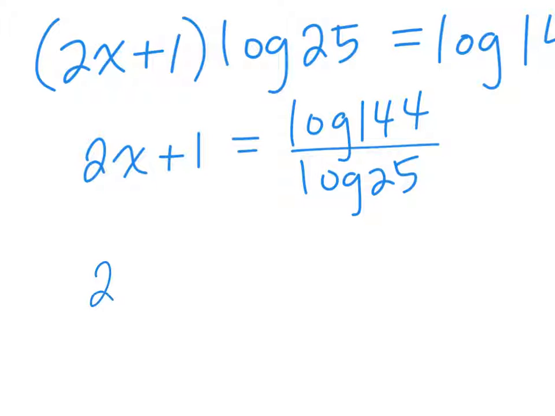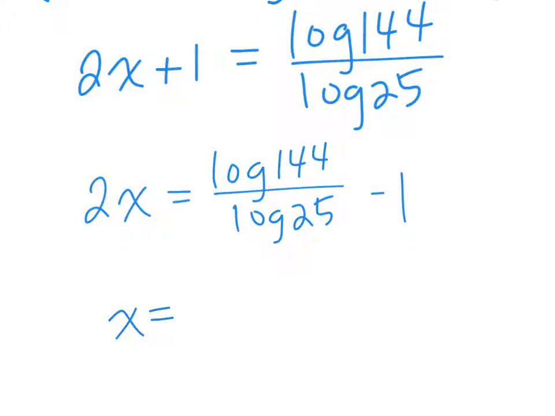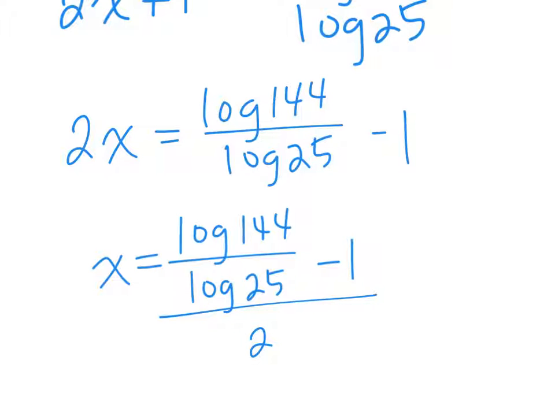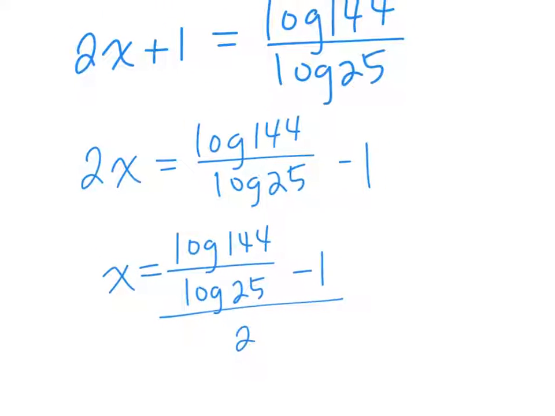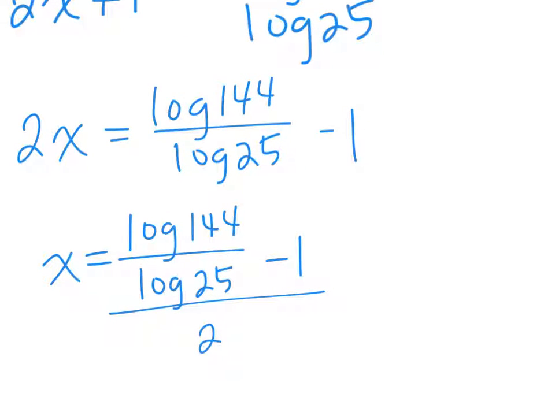Subtract 1. So 2x is equal to log 144 divided by log 25 minus 1. And then what's the last thing you need to do? Divide by 2. So x is equal to log 144 over log 25 minus 1, all over 2. Yikes. All right, so you may not want to put that whole thing in your calculator. You might want to do it one at a time. Write down the number, and then do the next steps. Go ahead and figure out what that number is. Let me know when you're done.